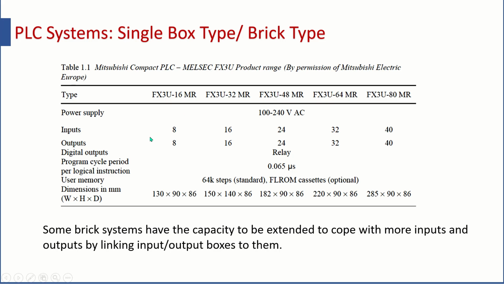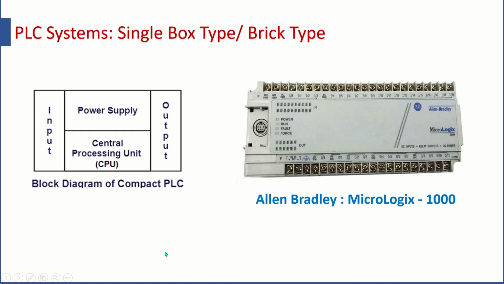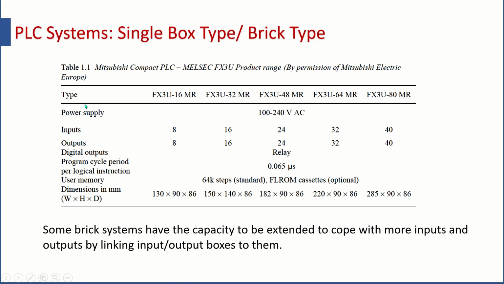Okay, now you can see here the power supply that has to be provided is 100 to 240 volt AC. Now you can see in the earlier case, DC power supply was required. Here you are able to provide AC power supply, that too from 100 to 240 volt, a very wide range. That means you can easily understand that the PLC contains stabilization units for the voltage or converter units for the voltage in its internal structure.